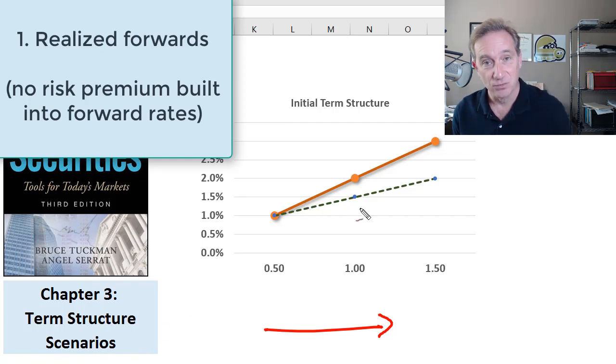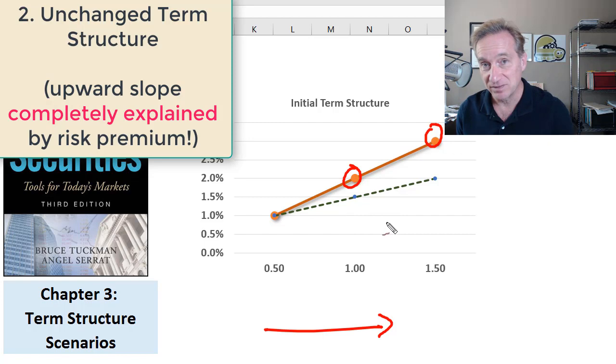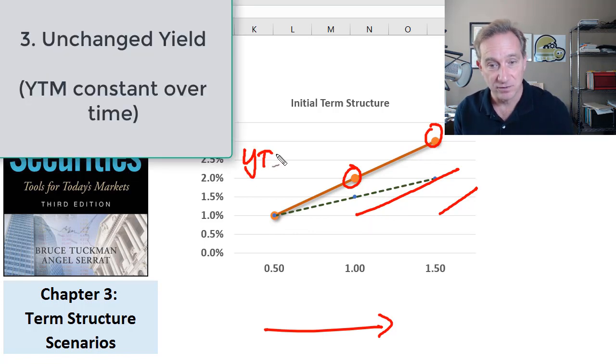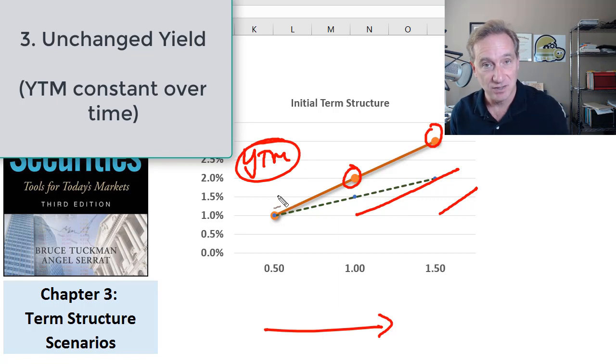The first is called realized forwards, meaning as we go forward in time, we'll assume that the forward rates are realized, that is, they are good predictors. The second, at the opposite extreme and very different, is the assumption of an unchanged term structure, that is to say, today's term structure will apply in 6 months. That's at the other extreme. And then also, the third scenario is unchanged yields. That's where we assume that the yield today is the same as it is in 6 months.